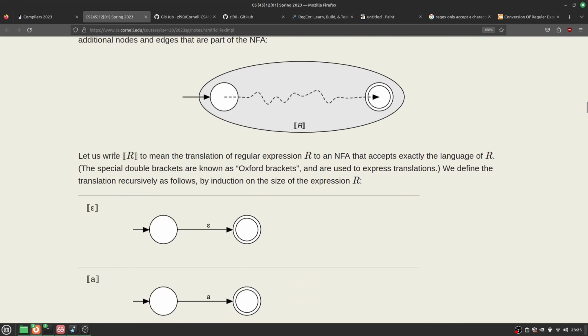In each case, the result of translating a regular expression will be an NFA with a single accept state, which some represent with the following diagram, in which the squiggly dashed arrow and surrounding oval represent some additional nodes and edges that are part of the NFA. Okay? Let us write ⟦R⟧ to mean the translation of a regular expression R to an NFA that accepts exactly the language of R. The special double brackets are known as Oxford brackets and are used to express translations. We define the translation recursively as follows, by induction on the size of the expression R.